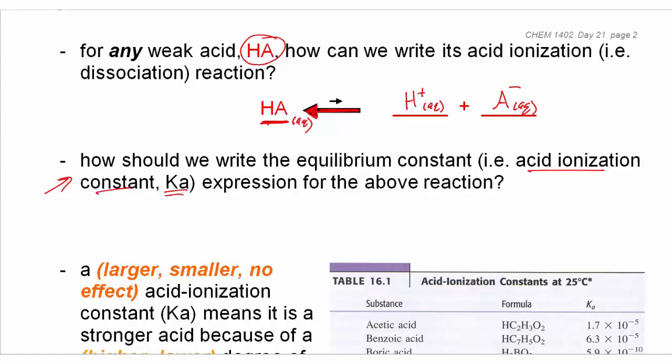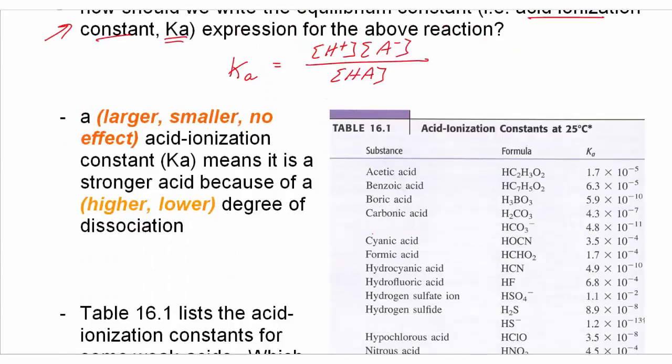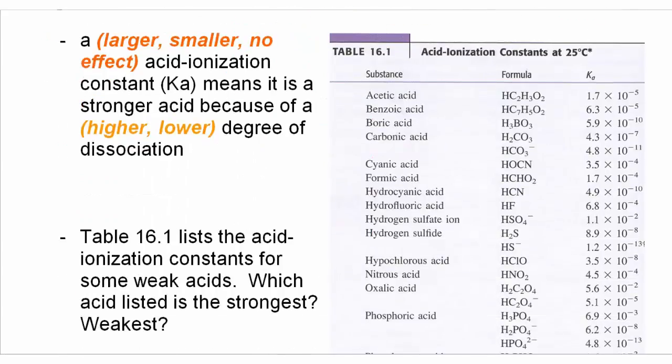How do you write that expression? Well, Ka, as all equilibrium constants, is products over reactants. Leave out pure liquids and solids. So it's just products over reactants. How about this? Here's a table of a lot of acid ionization constants. And here are the names and the formulas, and there are our Ka numbers. Okay, let's play around with this a little bit.